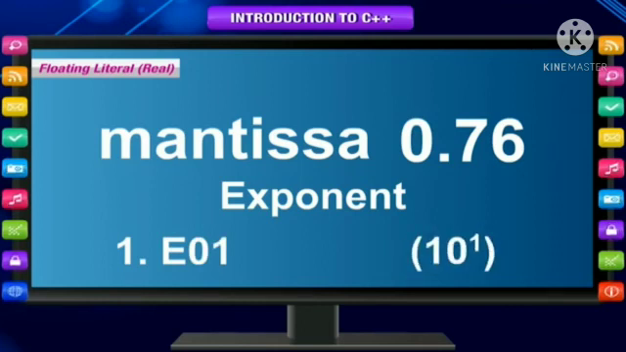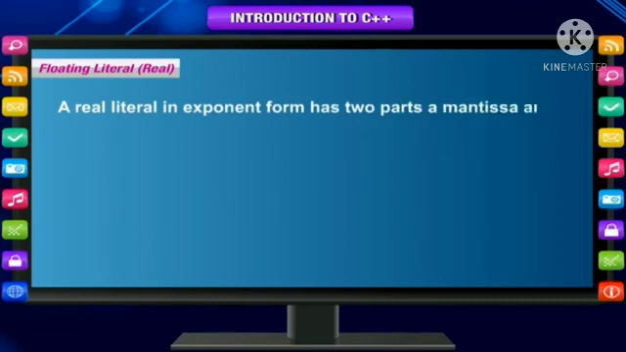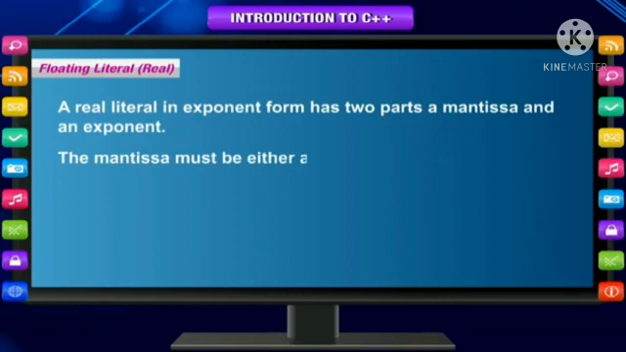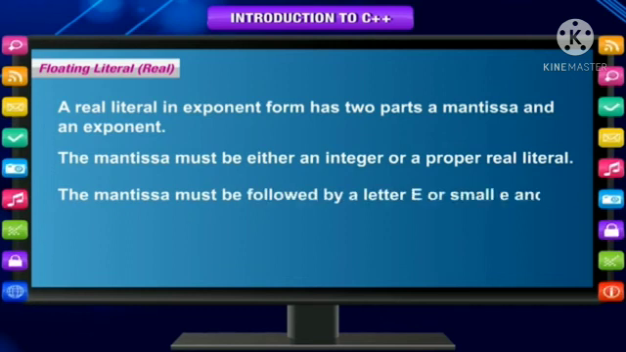The rules for defining exponent floating literals are as follows. A real literal in exponent form has two parts, a mantissa and an exponent. The mantissa must be either an integer or a proper real literal. The mantissa must be followed by a letter E or small e, and the exponent must be an integer.